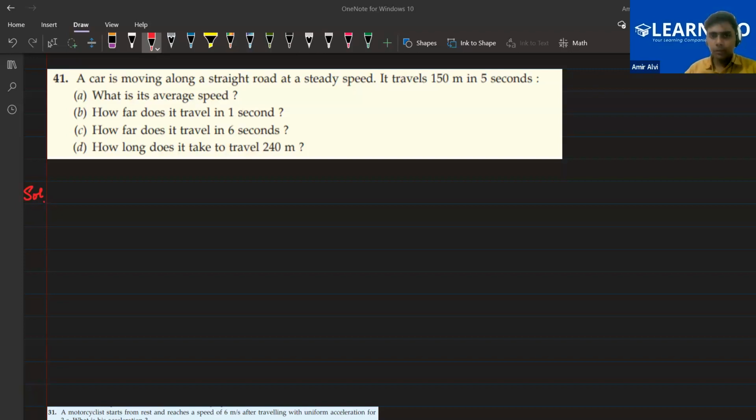Anybody left to answer? Please tell me. Okay, let's start the question. The question says that a car is moving along a straight road at a steady speed. It travels 150 meters in 5 seconds. So total time and total distance are given. In the first scenario, we have to calculate the average speed.